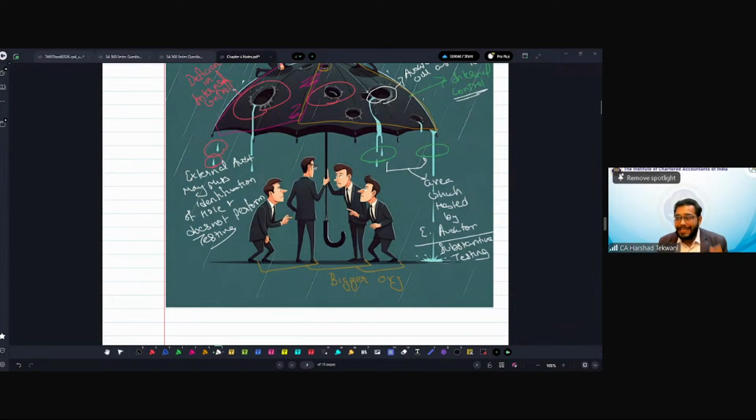Detection risk is the risk that the auditor will not detect a misstatement that exists in an assertion or at a financial statement level, aggregate which together is material. So if you total all such holes in the umbrella where I have not paid attention, or I missed looking at, or I did not test appropriately below the umbrella, that becomes part of detection risk.